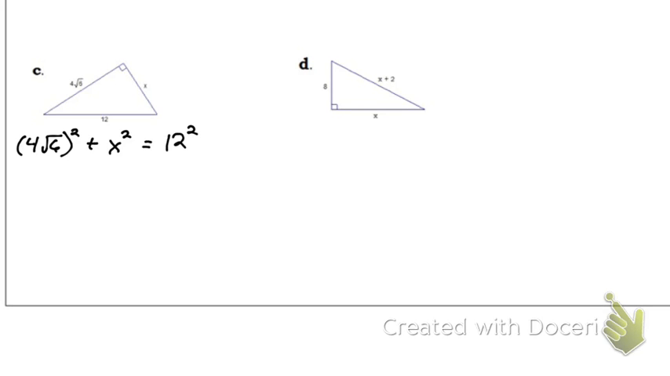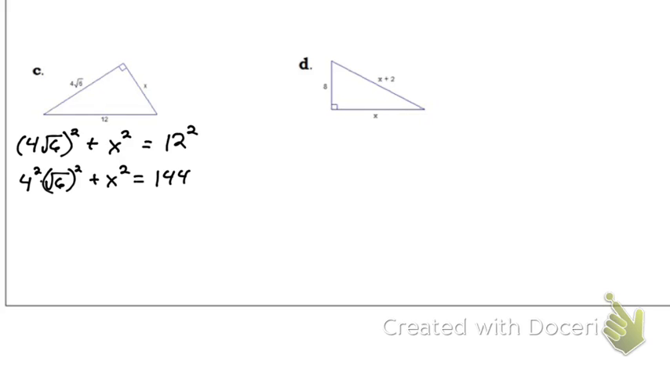Well, remember there's multiple ways to tackle this 4 square root of 6 squared. You can either picture it as being 4 square root of 6 times 4 square root of 6. What I kind of do in my head is I'm kind of picturing this 2 basically gets distributed to both of these items. So we can look at this as being 4 squared times square root of 6 squared plus x squared, and 12 squared is 144.